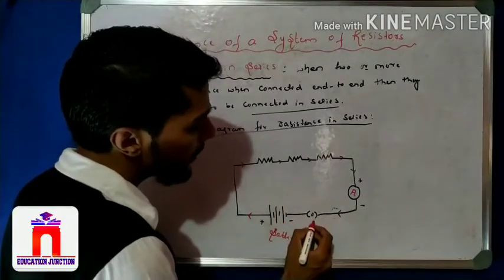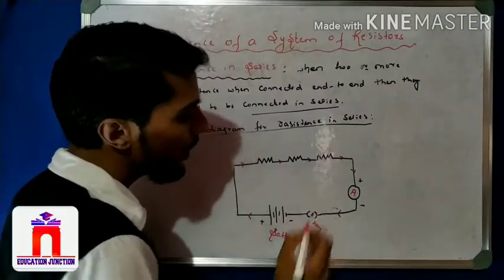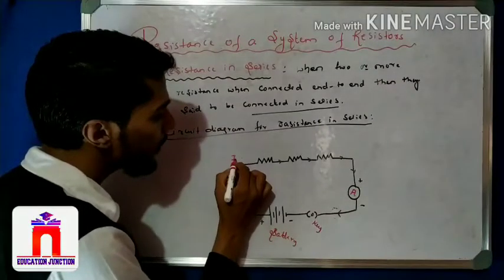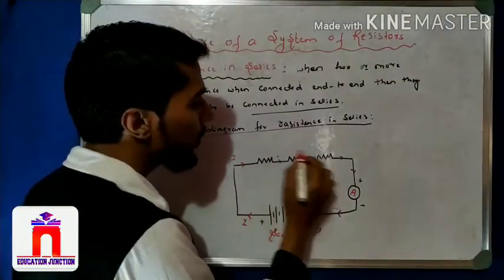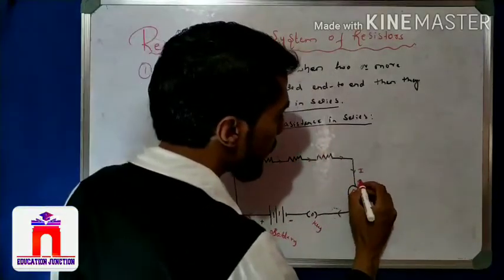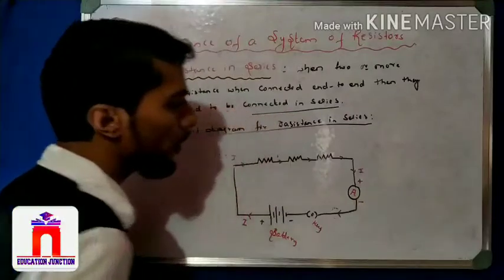And now it is key. Okay, key plugged, and now the current I is flowing in the circuit. Current is I, the same current flowing in the circuit. This is the plus symbol and this is the minus symbol, right?